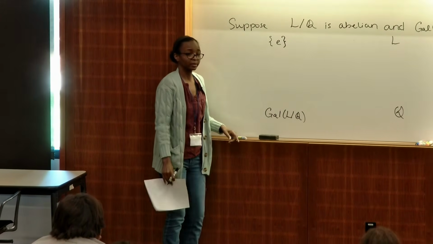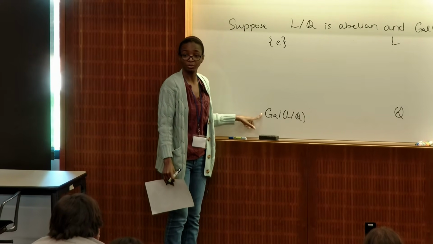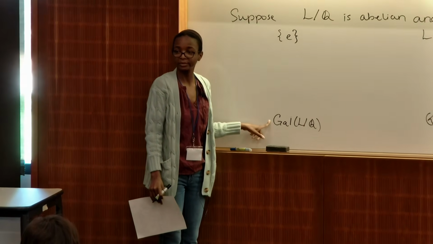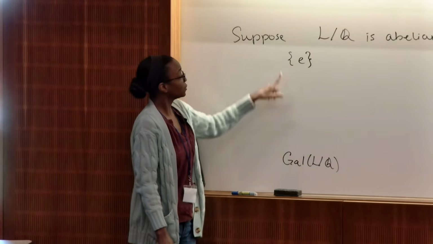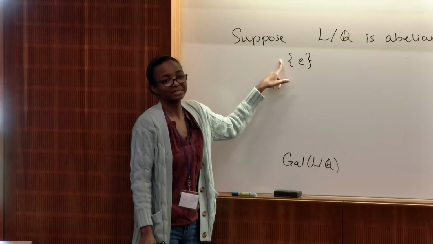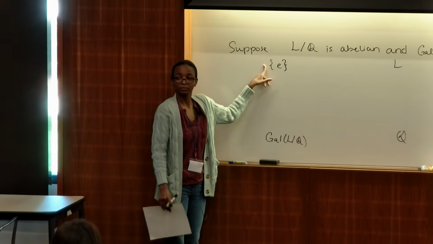What this is saying is the subgroup of the Galois group that fixes all of Q is the whole group. That feels almost tautological because that is how we define this. What this is saying is the only subgroup that fixes all of L is the identity. Good? Okay.